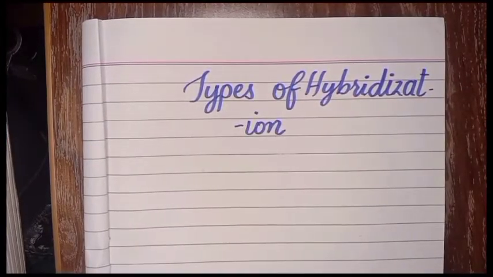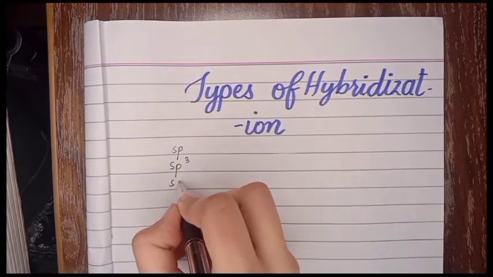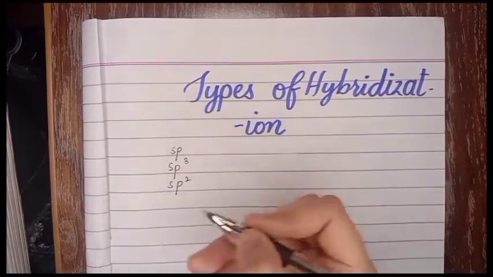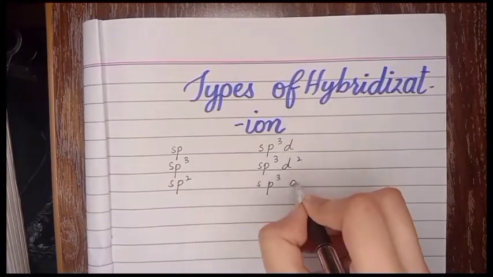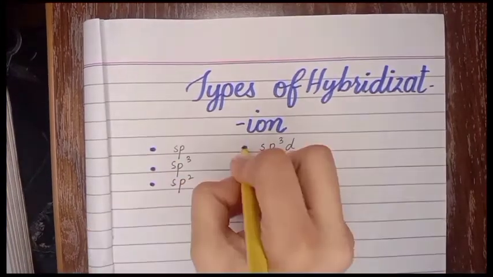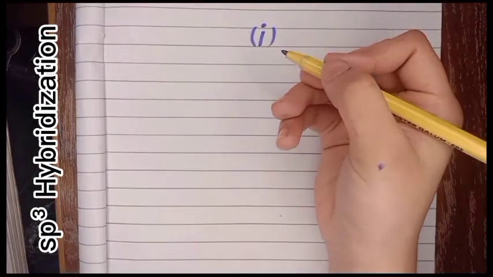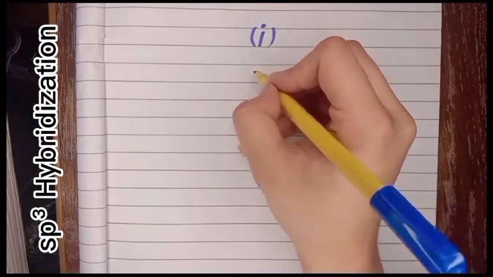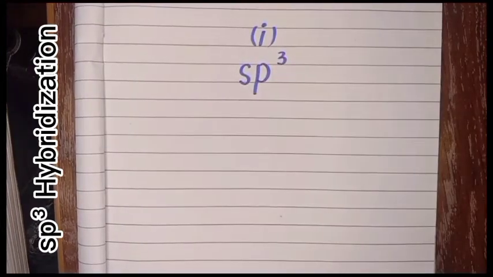As in the previous video, I've explained the structure of CH4 and explained why hybridization theory was needed and why VBT was rejected. Here, I'm going to explain the types of hybridization, which are sp hybridization, sp3 hybridization, and sp2 hybridization. In the first part, I'll explain the first 3: sp3, sp2, and sp. Starting from the sp3 hybridization.